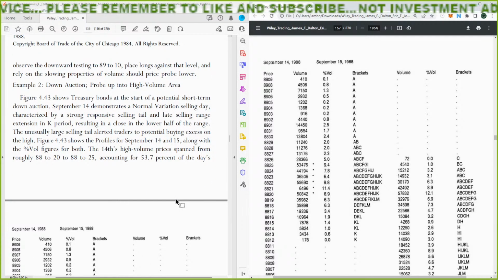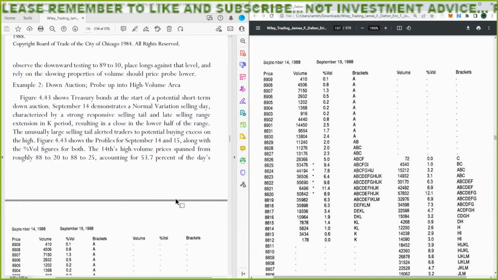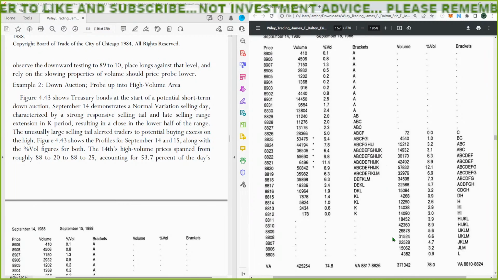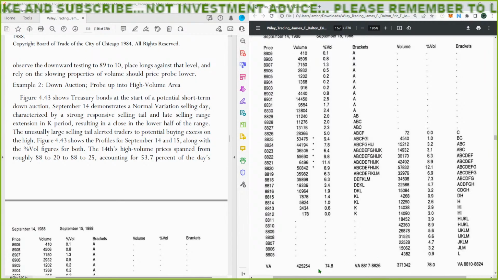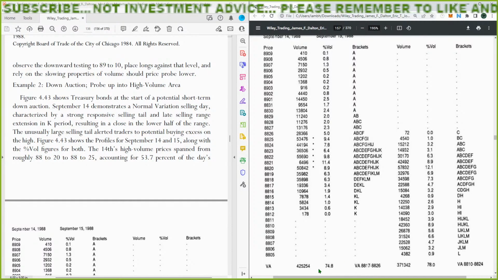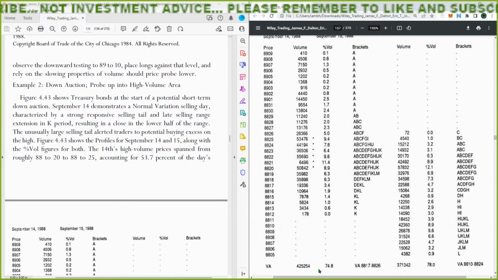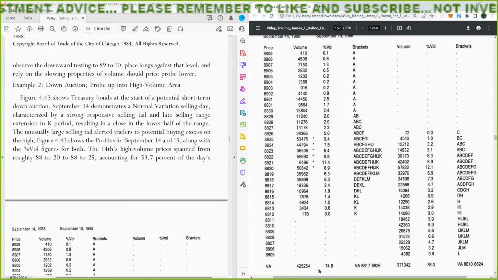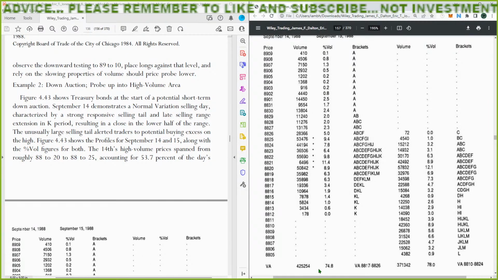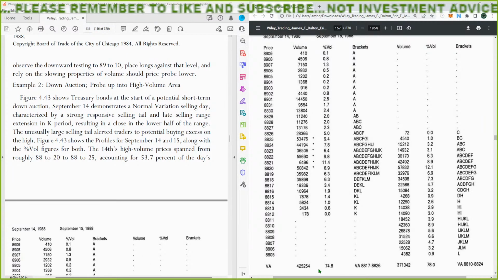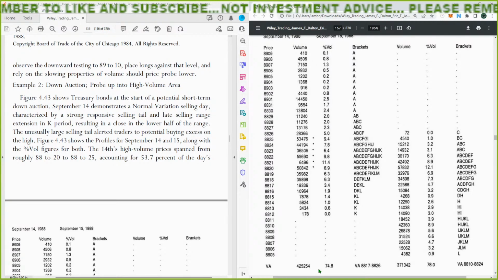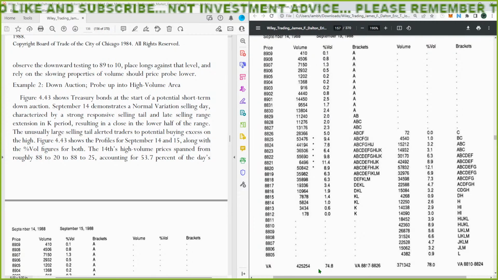Example 2, down auction. Probe up into high volume area. Figure 4.43 shows Treasury bonds at the start of a potential short-term down auction. September 14th demonstrates a normal variation selling day, characterized by a strong responsive selling tail and late selling range extension in K period, resulting in a close in the lower half of the range.